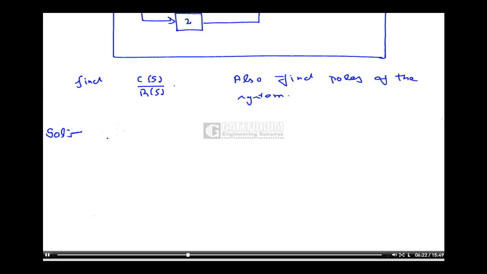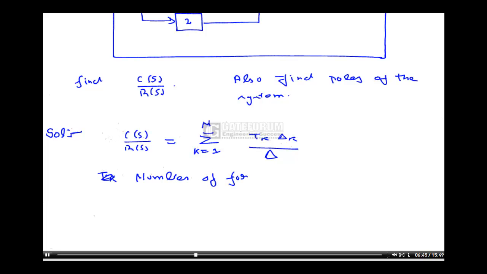Looking into the number of forward paths, the formula of C(s) by R(s) is again equal to summation k equal to 1 to n, Tk delta k upon delta, where Tk is the forward path gain. The number of forward paths is 2. One is 1 by s into 2s, which is equal to 2. Another one is 2 into 2s, which is equal to 4s. These are the two forward paths.